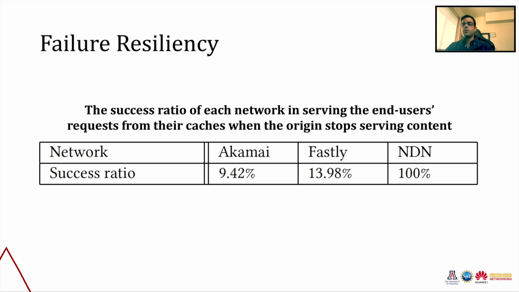In this scenario, each network caches a specific content in some parts of the network, and then the server stops serving that content. Then end users from different locations try to access that content. As we can see in this table, Akamai and Fastly could serve only less than 14% of the requests, while NDN served 100% of all the requests.